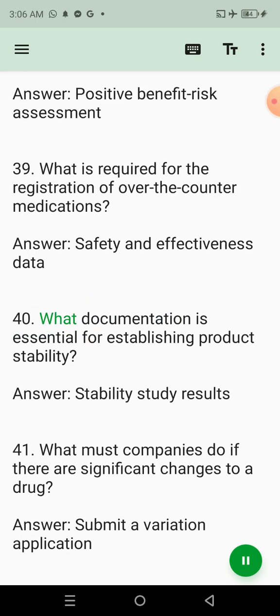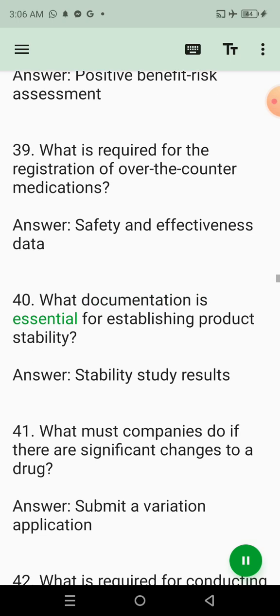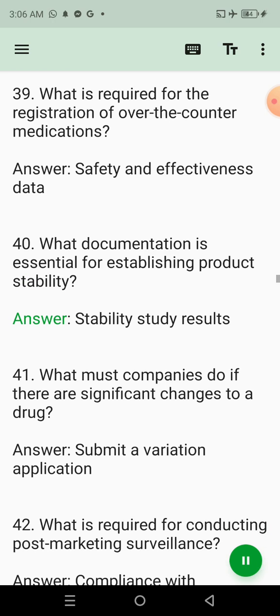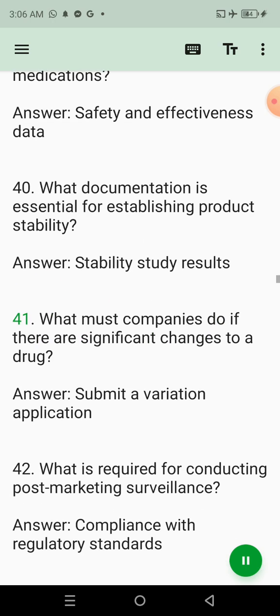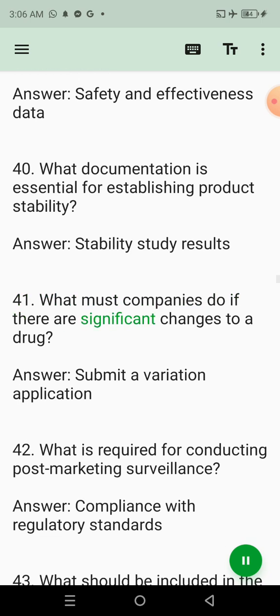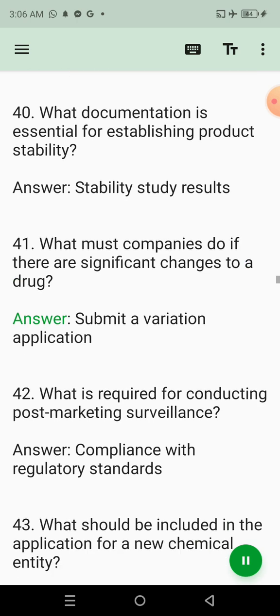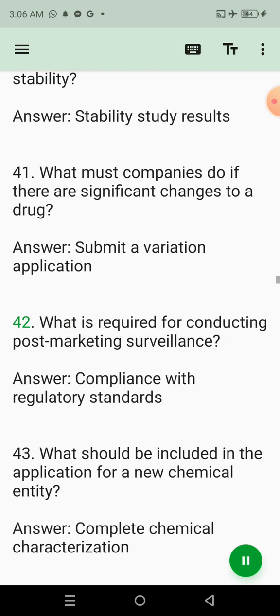40. What documentation is essential for establishing product stability? Answer: Stability study results. 41. What must companies do if there are significant changes to a drug? Answer: Submit a variation application.